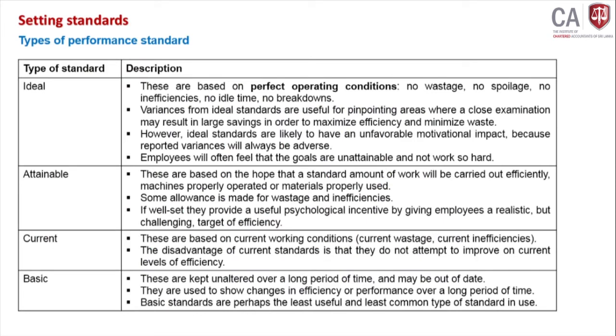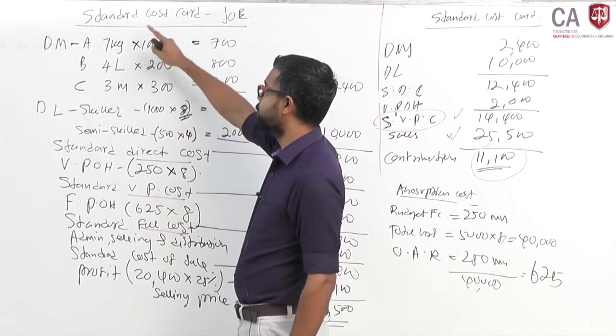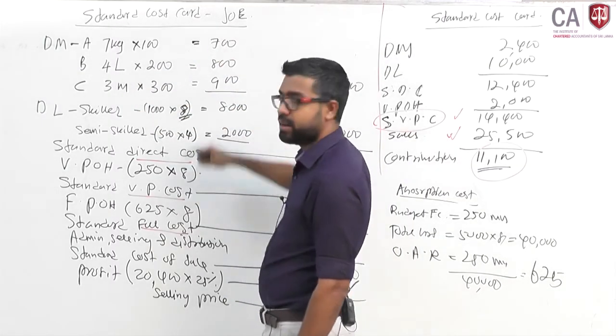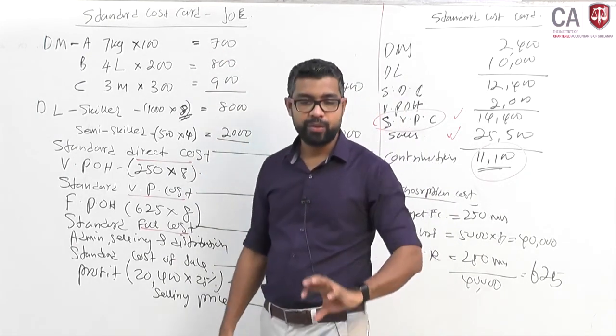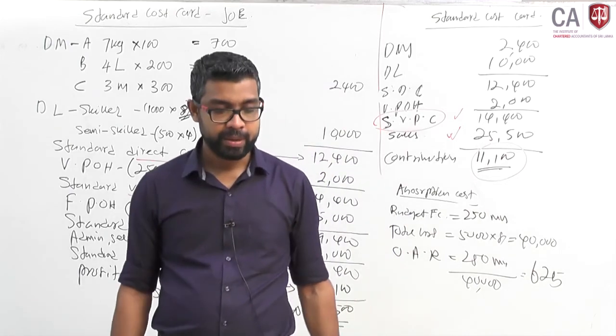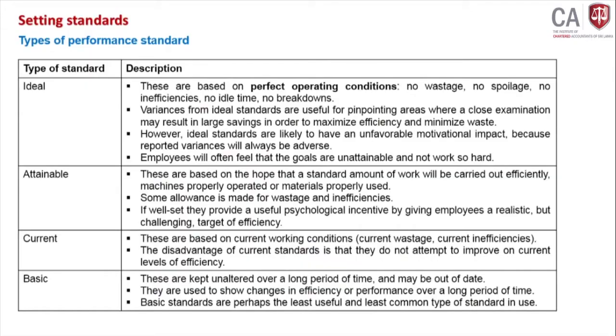When you set standards, how do you set a standard? There are 4 types of performance standards. We can set standards such as 2 kilograms, 3 kilograms, 4 liters, 8 skilled labor hours, 4 skilled labor hours. These are standards. When we set these standards, there are 4 types: ideal standard, attainable standard, current standard, and basic standard.